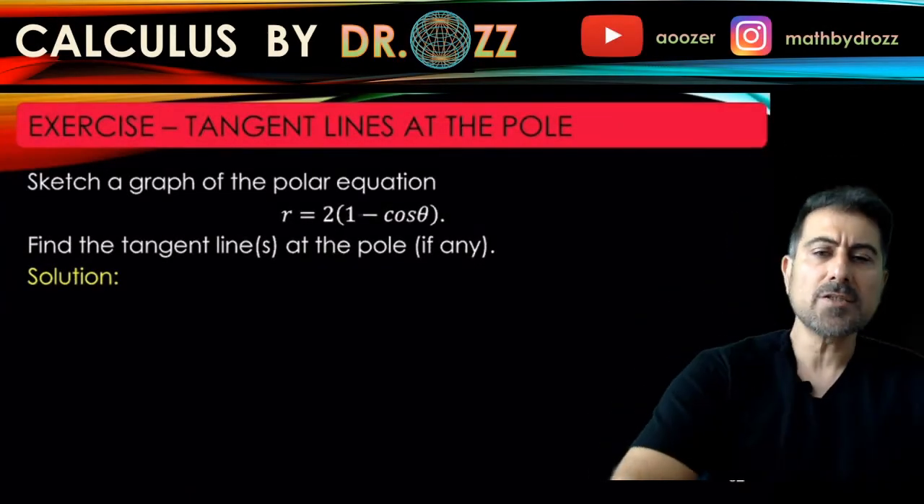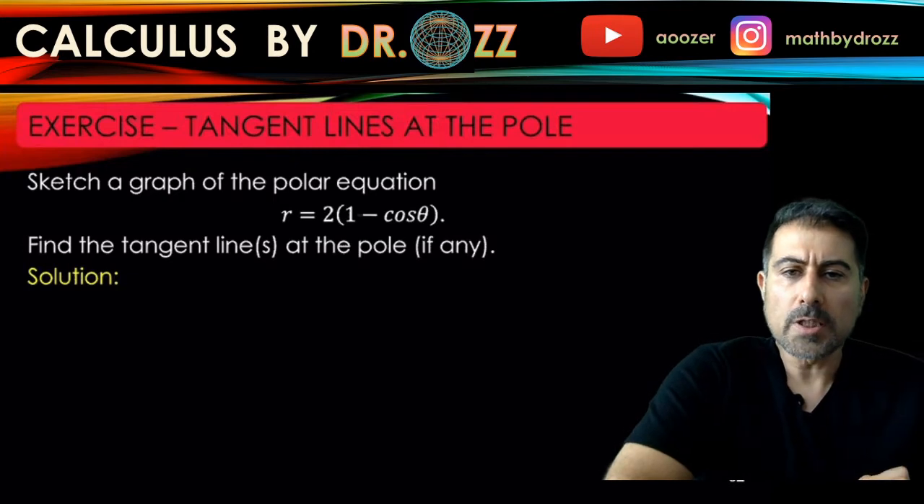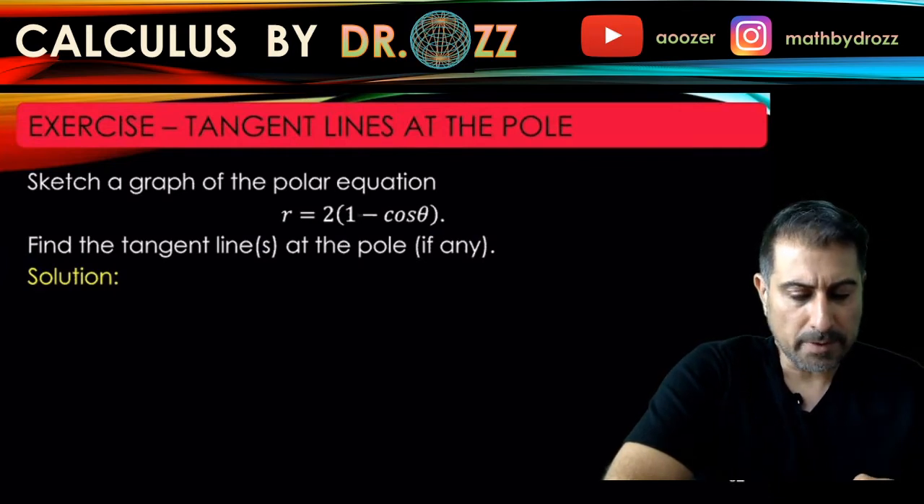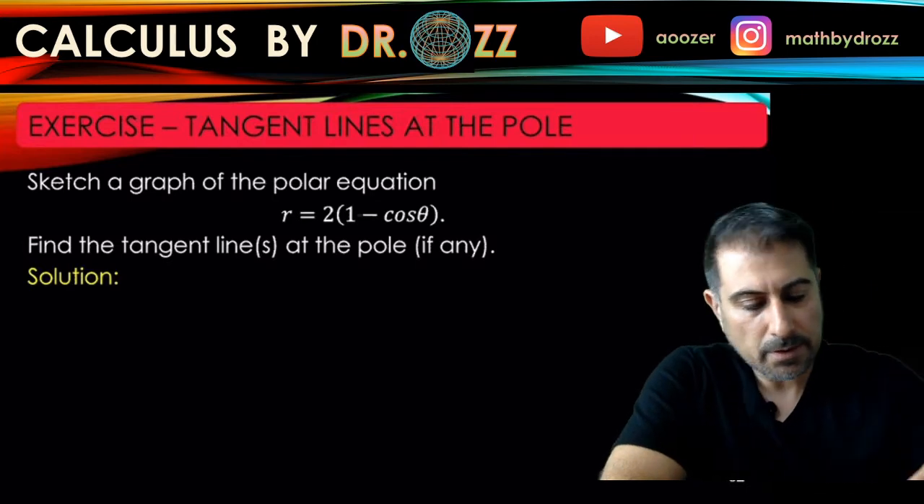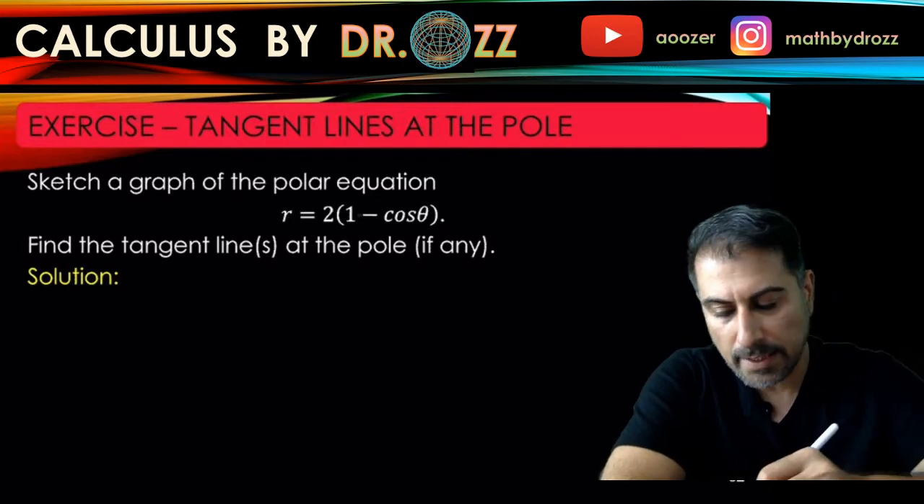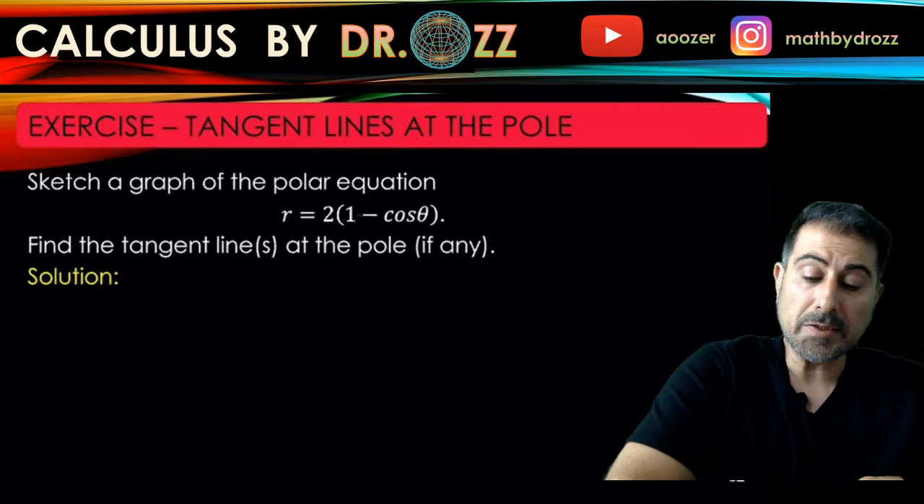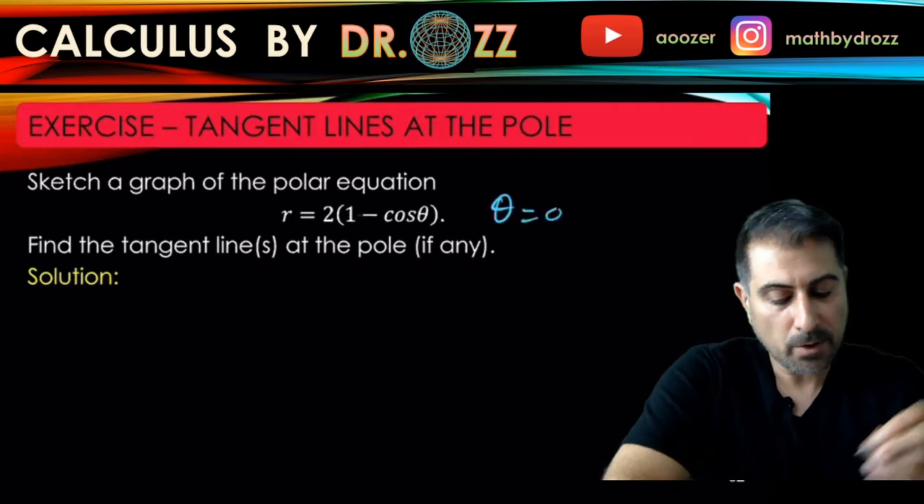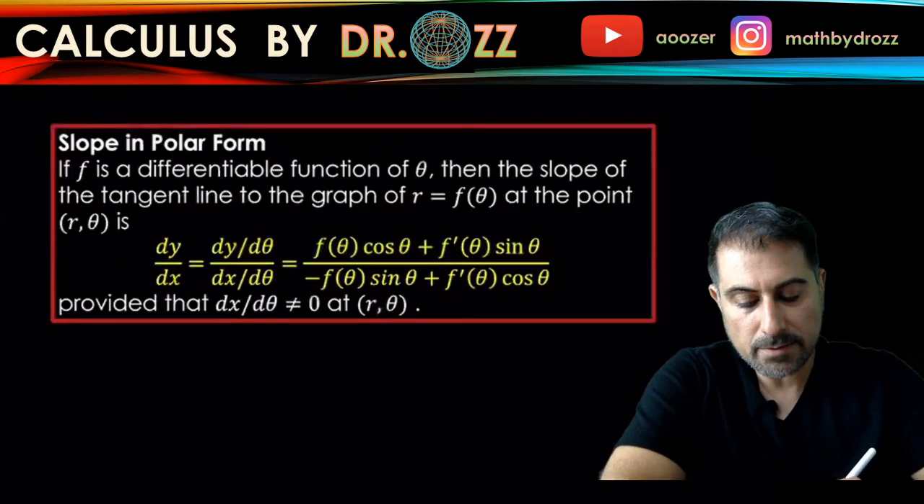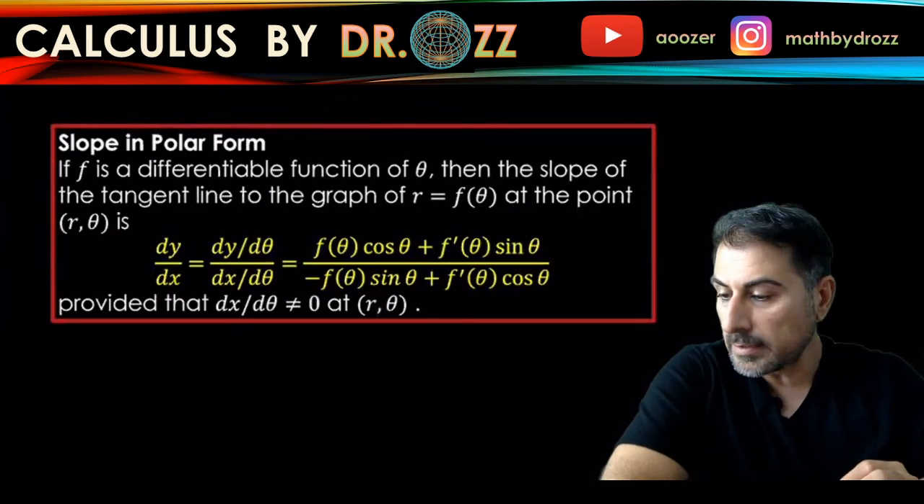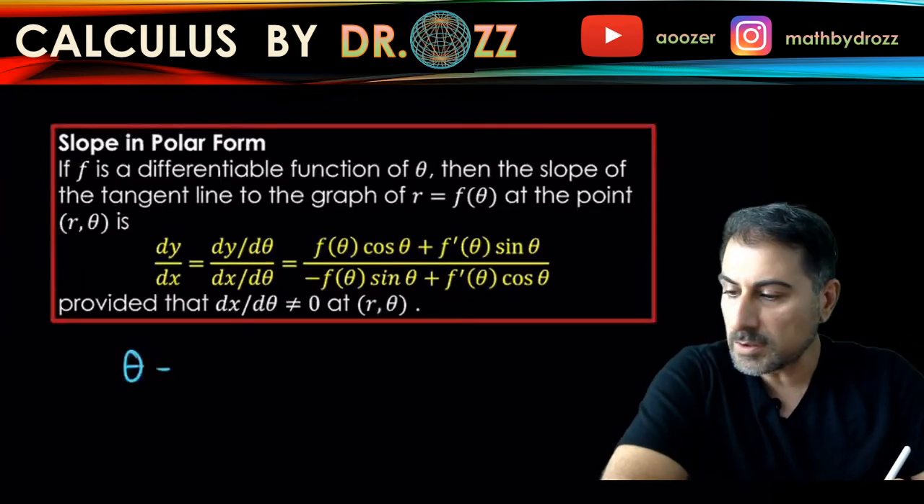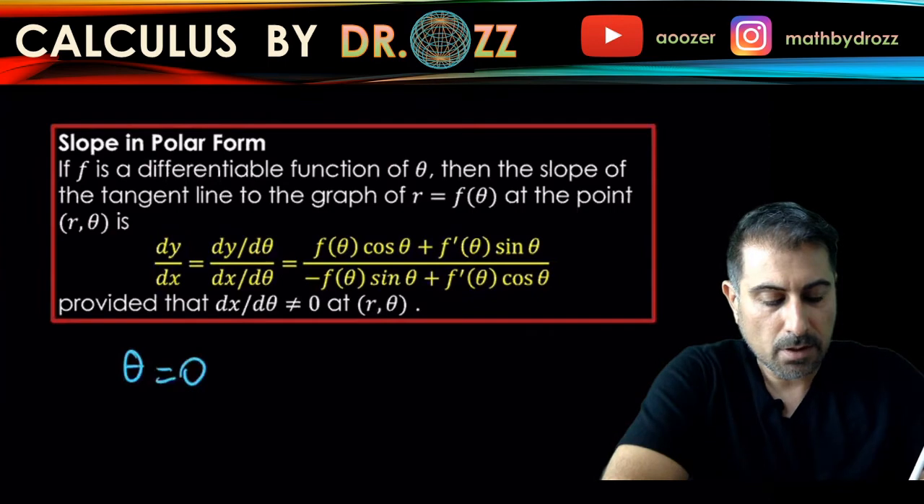Let's try to find the tangent lines at the pole for r equals 2 times 1 minus cosine theta. By the way, where's the pole? The pole is at theta equals 0. Let me write that down here. We can look at the slope formula in polar form. We're talking about the theta equals 0 case, and in our case r equals 2 times 1 minus cosine theta. This is our f of theta.